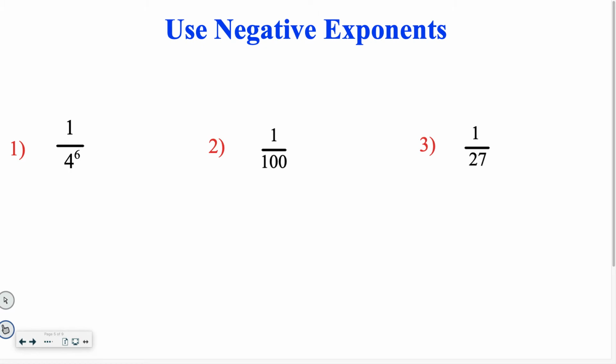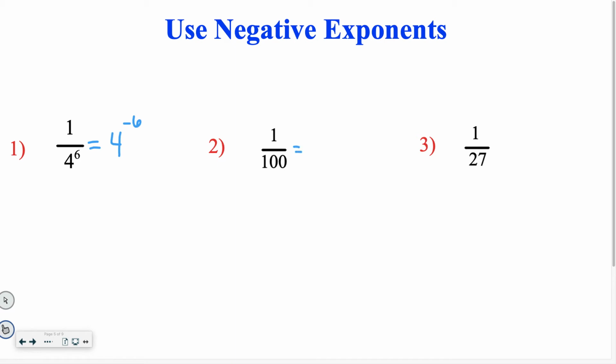All right, what if I wanted to go backwards? What if I wanted to change it from this fraction to something written with a negative exponent? This would become 4, and if I want it with negative exponents, this would be negative 6.